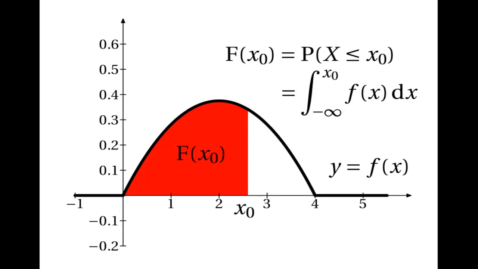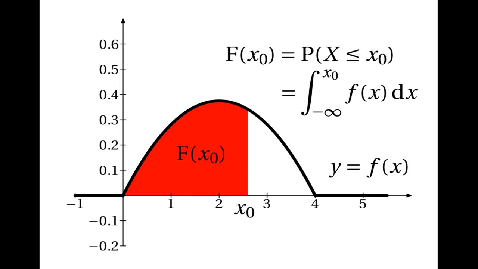Okay, well this has been a video about cumulative distribution functions, and here are the key things that you need to remember. First of all, the cumulative distribution function is a function whose output is the probability that x is less than or equal to the input. And that's the area under the graph of the probability density function up to and including x0, the input to the cumulative distribution function.